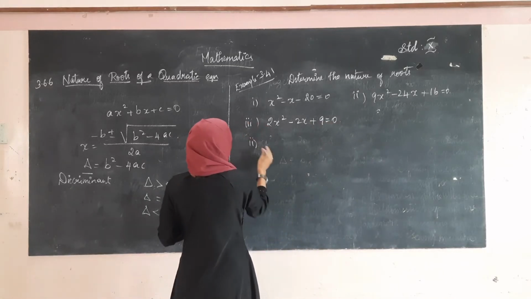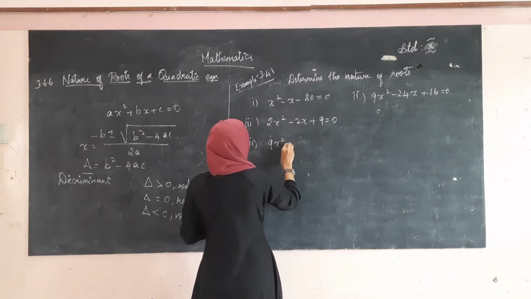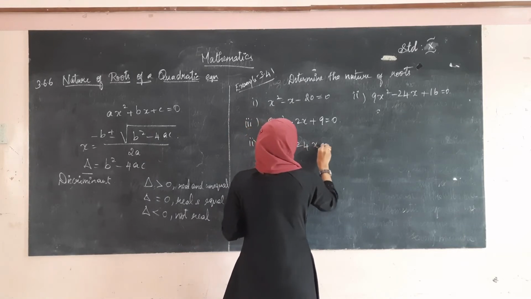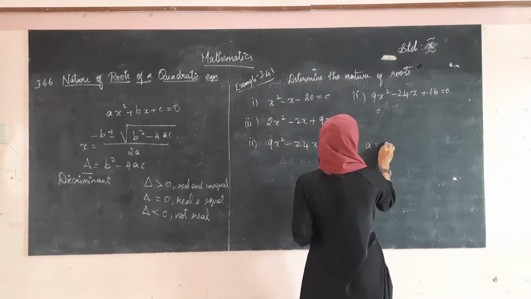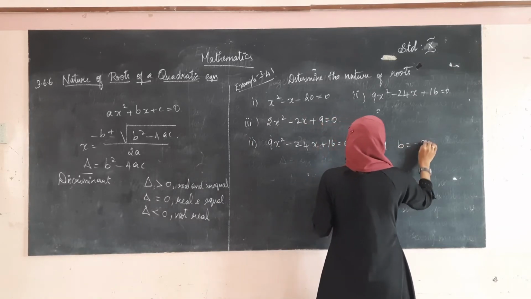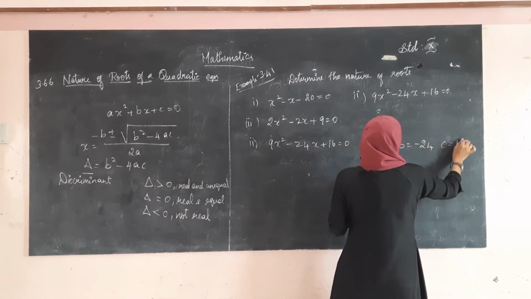The second subdivision. What's the question? 9x square minus 24x plus 16 equal to 0. What's the value of a? A is equal to 9. B is equal to minus 24 and c's value is 16.